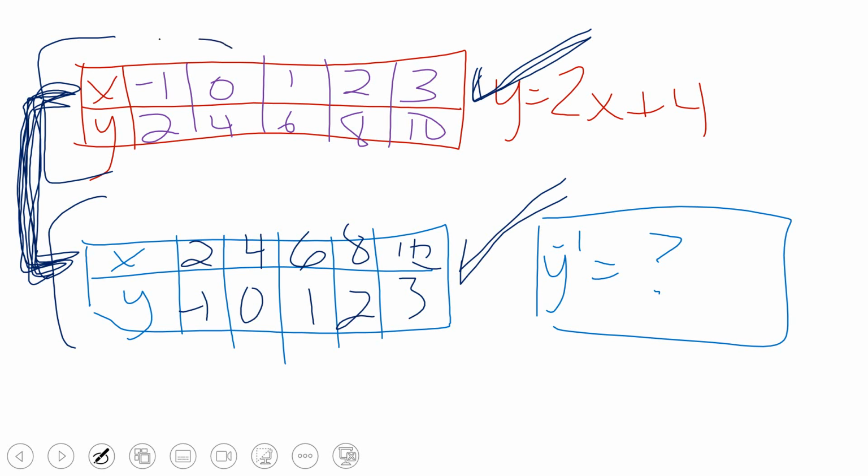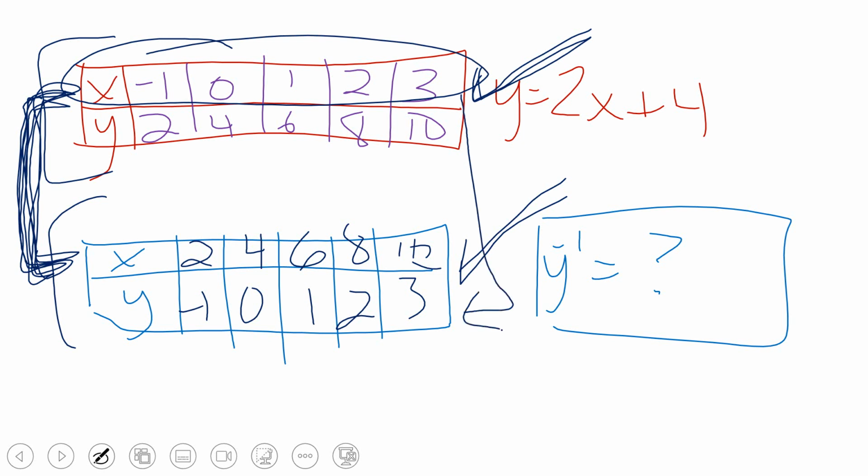So, the inputs of the original become the outputs. I need you to hear this. You can't just say the word opposite. Now that you're in Algebra 3-4, I know you understand it, but you can't just say the word opposite. You've got to use the words inputs and outputs.